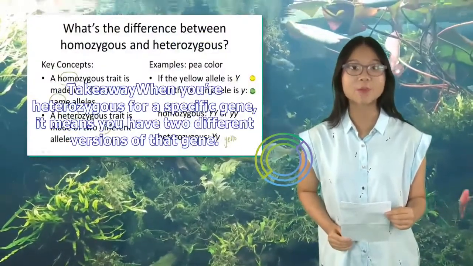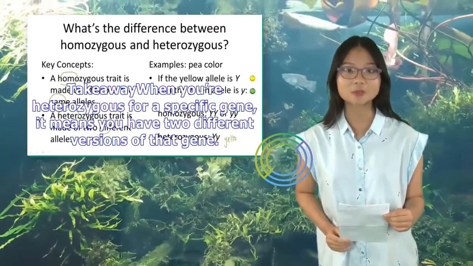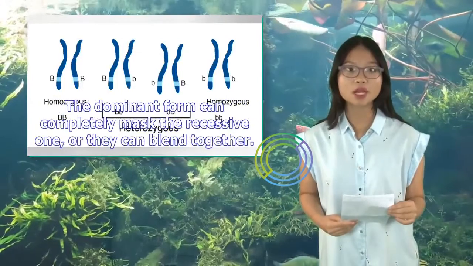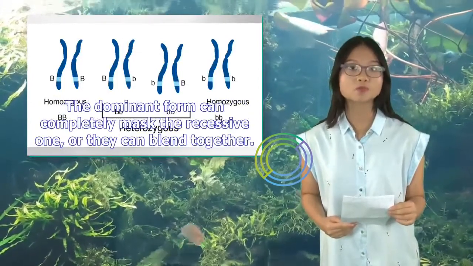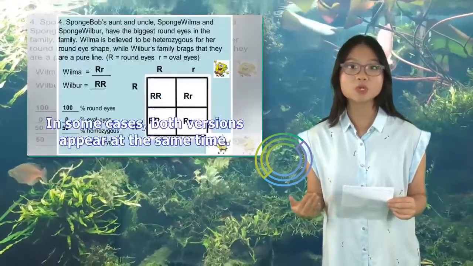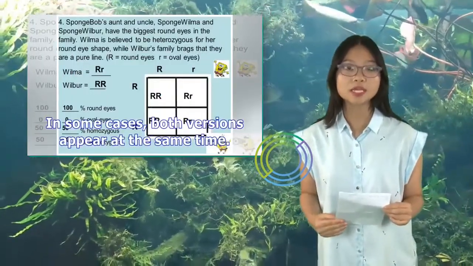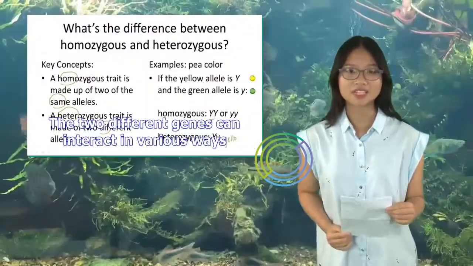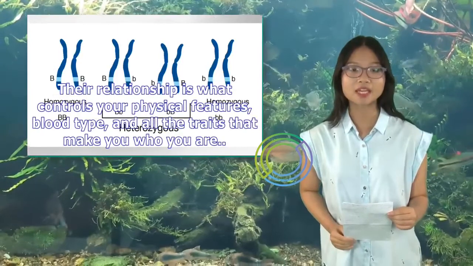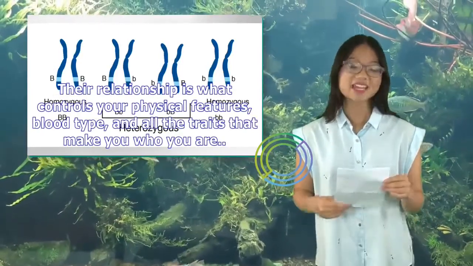Takeaway: when you're heterozygous for a specific gene, it means you have two different versions of that gene. The dominant form can completely mask the recessive one, or they can blend together. In some cases, both versions appear at the same time. The two different genes can interact in various ways. Their relationship is what controls your physical features, blood type, and all the traits that make you who you are.